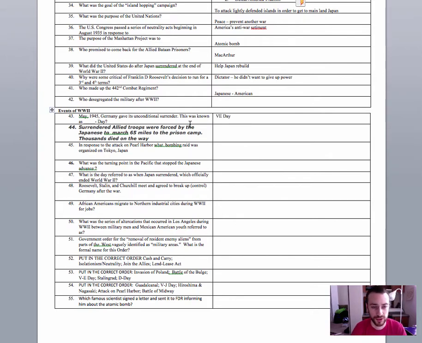Surrendered Allied troops were forced by the Japanese to march 65 miles to the prison camp. Thousands died along the way. This is called the Bataan Death March. In response to the attack on Pearl Harbor, what bombing raid was organized? That's called the Doolittle Raid.